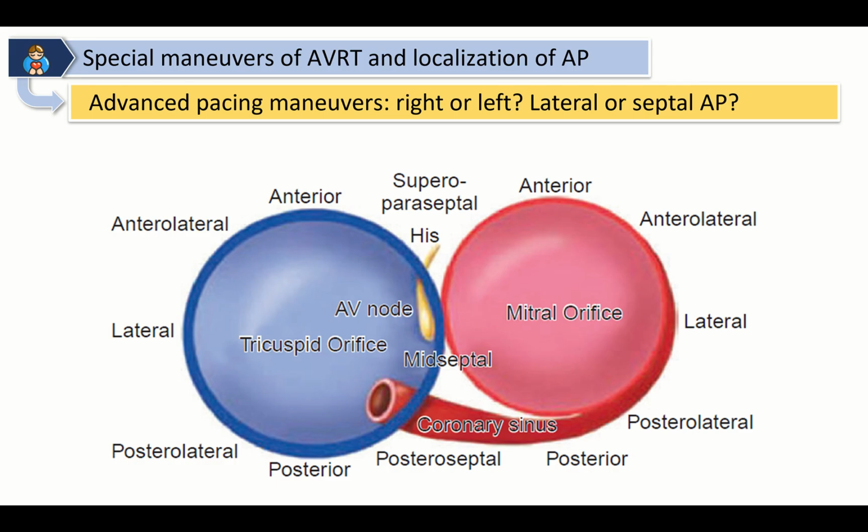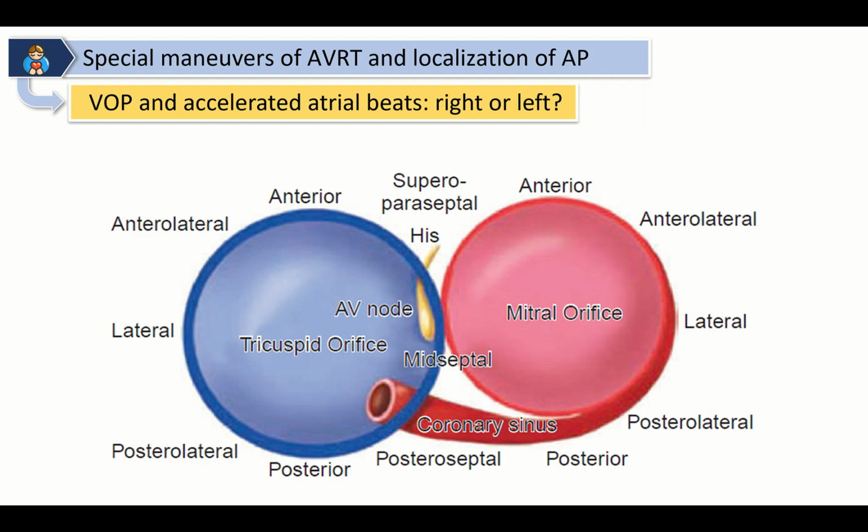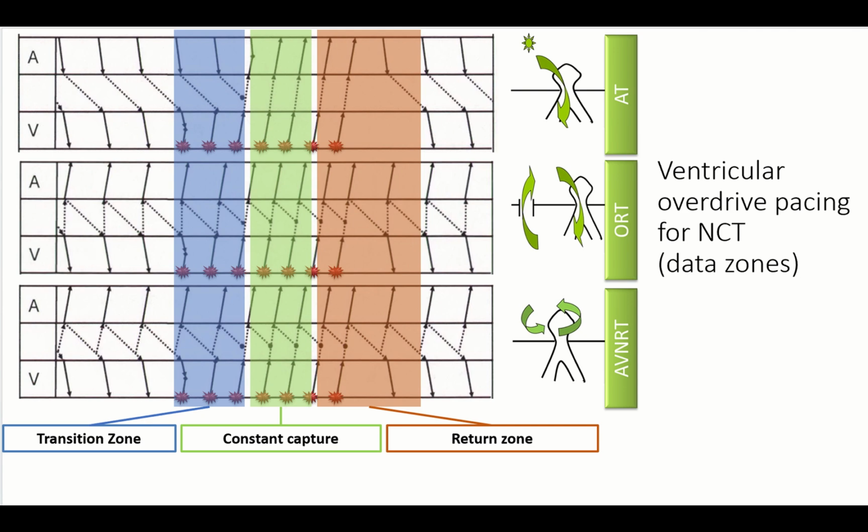As we know, as a golden rule, we know the localization of the accessory pathway from the atrial activation sequence during tachycardia or ventricular pacing. But the advanced pacing maneuvers will also help us with some tips and amazing tricks to know where the accessory pathway is. So let's see. In ventricular overdrive pacing, look at the accelerated atrial beats to know whether it is a right or left accessory pathway.